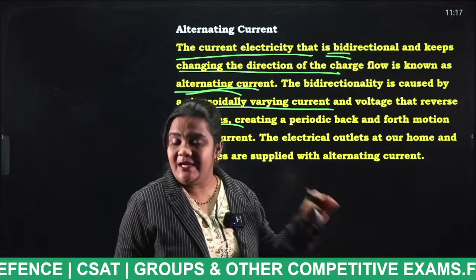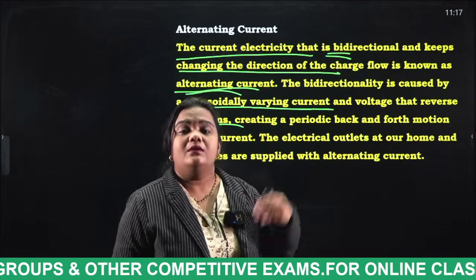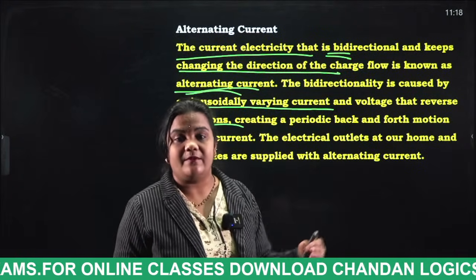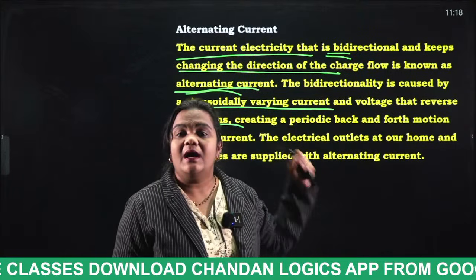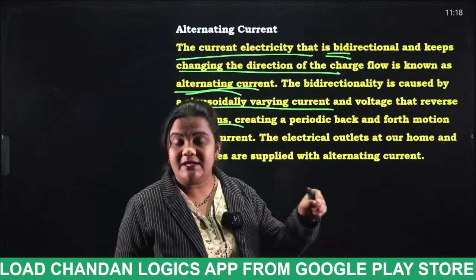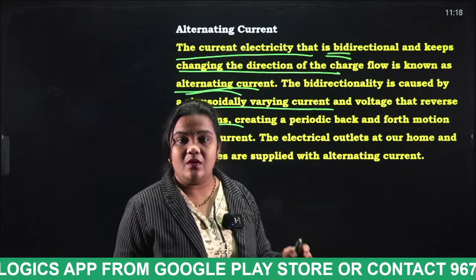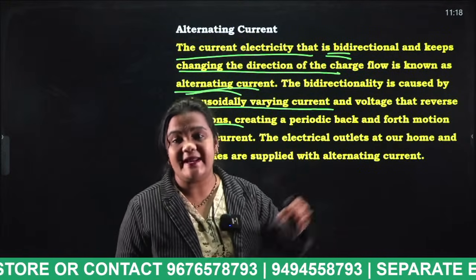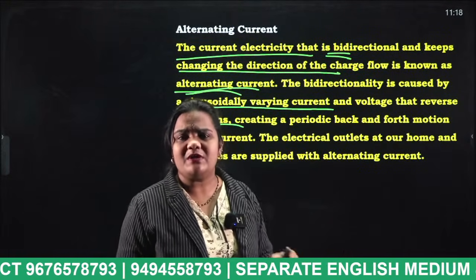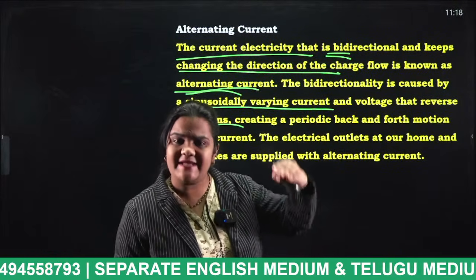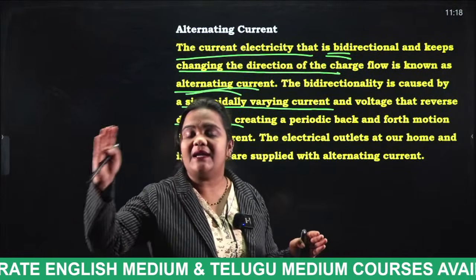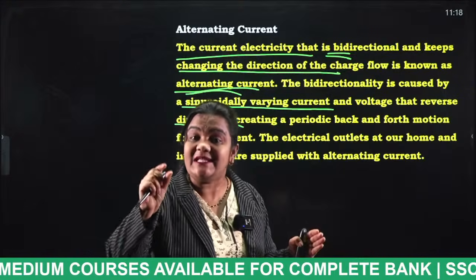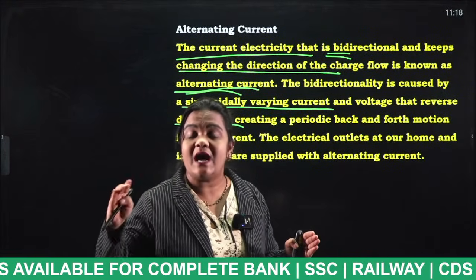Okay, what is happening in the alternating current, students? At each and every point, the current and voltage are differing. For this reason, in alternating current, the flow of charges travels in different directions, bidirectional. So what you have to remember, students? In direct current, the flow of charges takes place in the same direction, and in alternating current, the flow of charges takes place in different directions. Why? Because at each and every point, the current and voltage are differing.